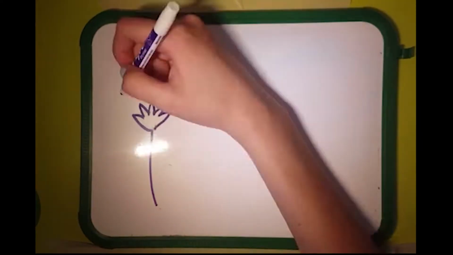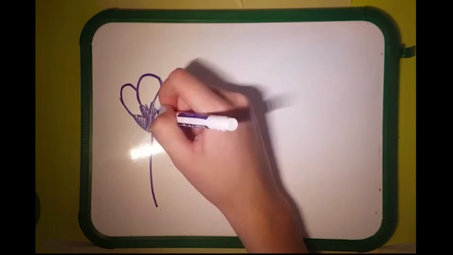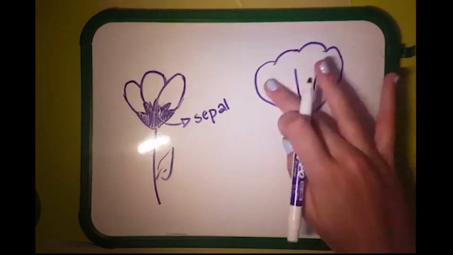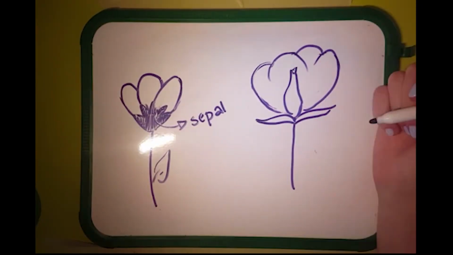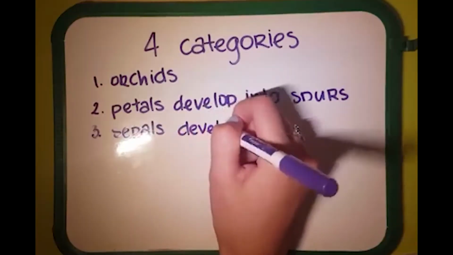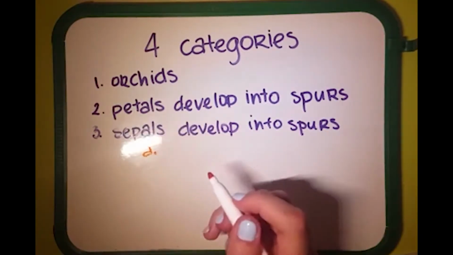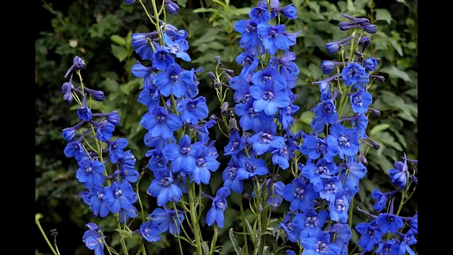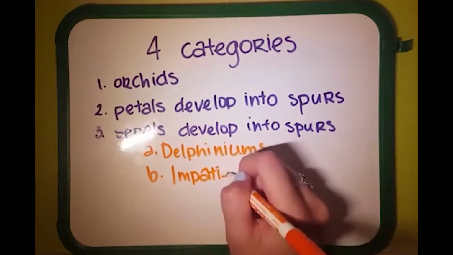Sepals are the part of the plant that are usually green in color that protect the bud of the flower, which contains the seeds of the flower while the plant is blooming. Some examples of plants that have spurs that develop from sepals are Delphinium, and they look a little like this, and Impatiens, which look a little like this.